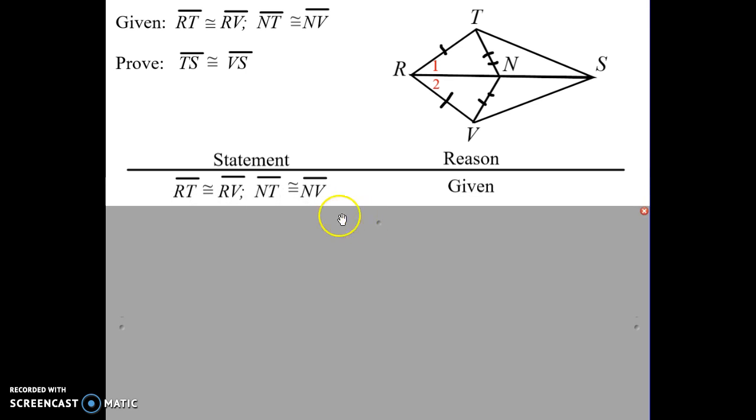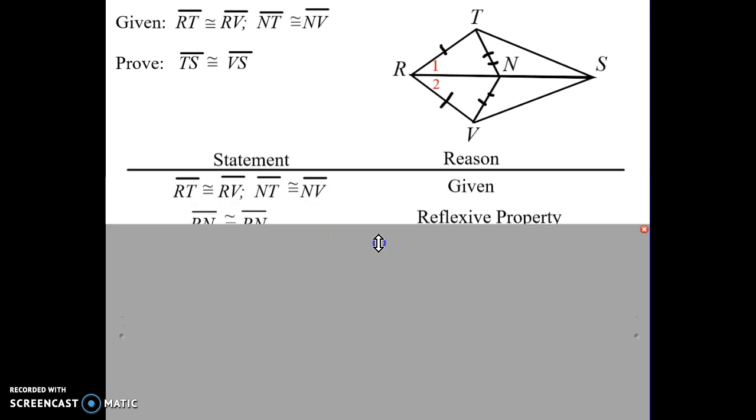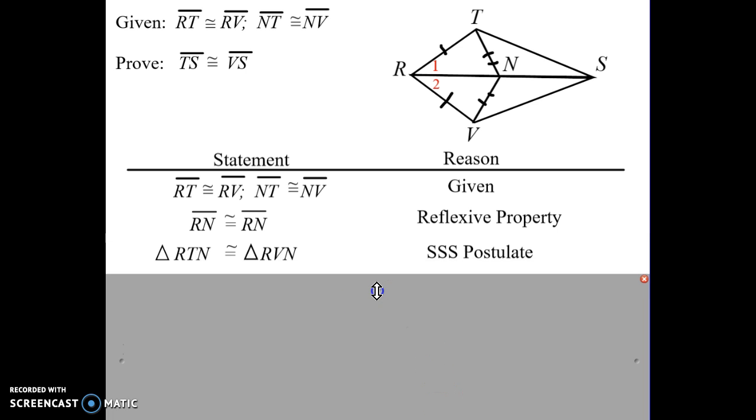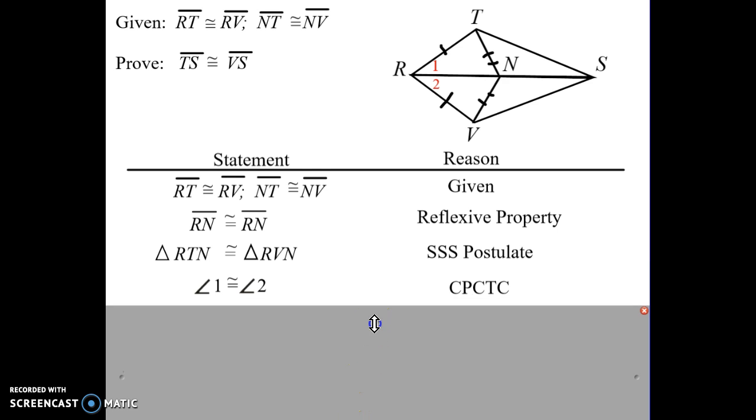Again, using the given. Next, I know that from R to N, it's congruent to itself because of the reflexive property. This now gives me the three sides, and RTN and RVN are congruent to each other by the side-side-side postulate. Now, angle 1 and angle 2 are congruent to each other because of CPCTC.